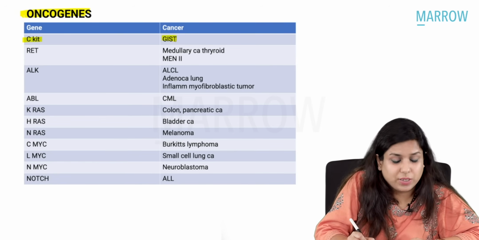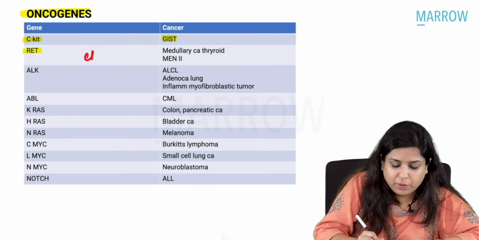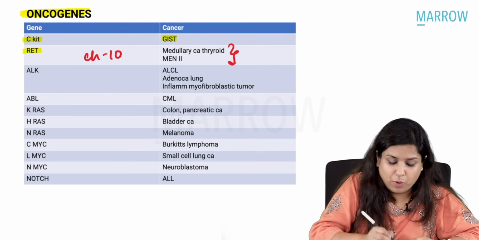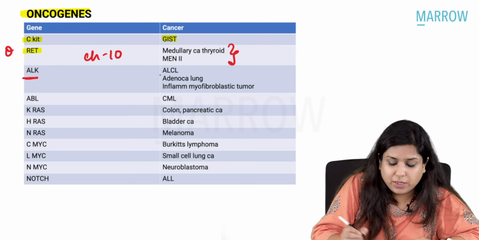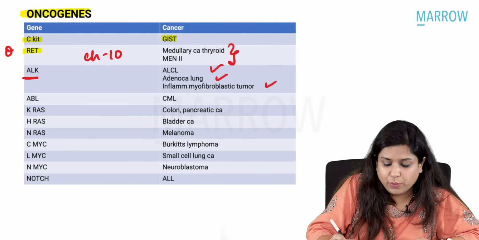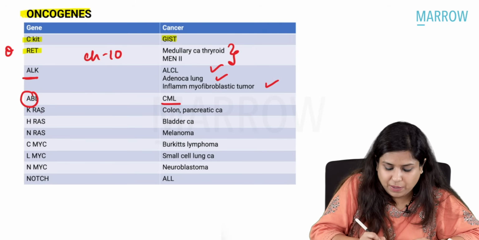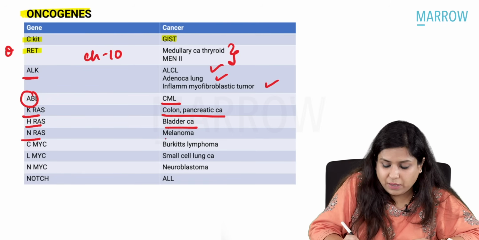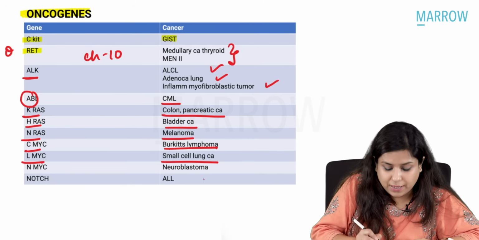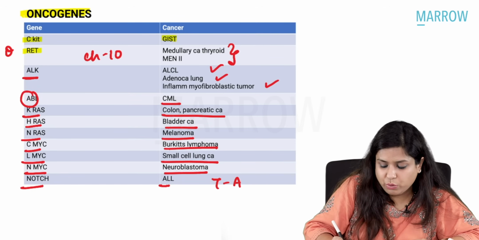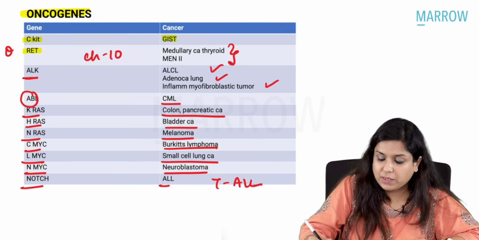CKIT associated with GIST, RET on chromosome number 10 is associated with medullary carcinoma of thyroid and MEN2. Again a very potential question. ALK gene can be associated with ALCL, adenocarcinoma of lung and inflammatory myofibroblastic tumor. ABL associated with CML. KRAS colon and pancreatic. HRAS bladder cancer. NRAS melanoma. CMYC Burkitt lymphoma. LMYC small cell lung cancer. NMYC neuroblastoma. Notch gene is associated with ALL, usually T-ALL. Easy? These are the oncogenes.